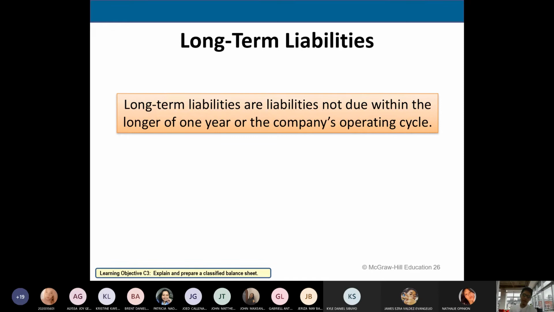Just like the assets, pwede rin tanungin sa liabilities, magkano ang total current liabilities, non-current, and total liabilities. Of course, the total assets would be the total current assets and non-current assets. Okay? So same computation for liabilities. Ang total natin would be total current liabilities plus the long-term or non-current liabilities.